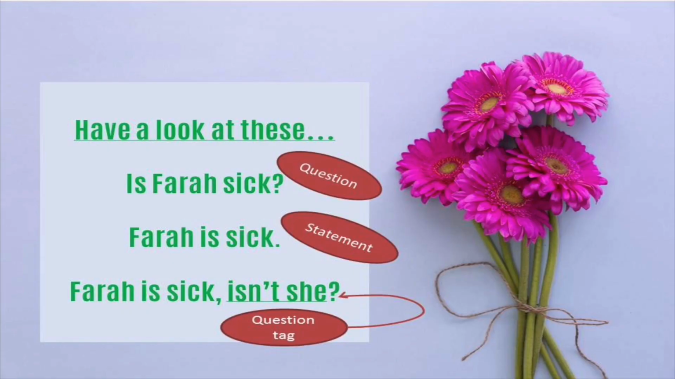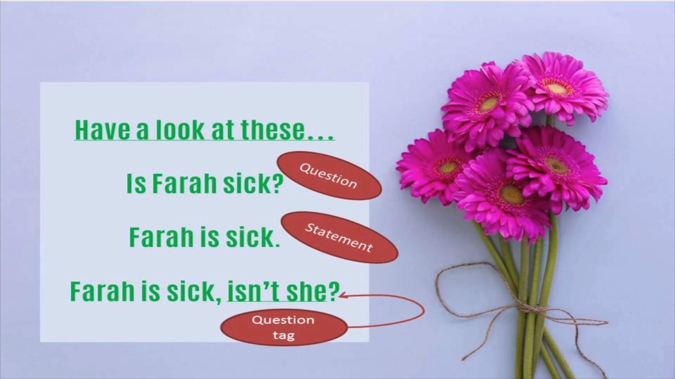Okay, let's move on. Have a look at this. There are three types of sentence here. The first one, is Farah sick? That is a question, a direct question. Is Farah sick? Okay. The second one, Farah is sick. That is a statement. You just tell someone, Farah is sick.